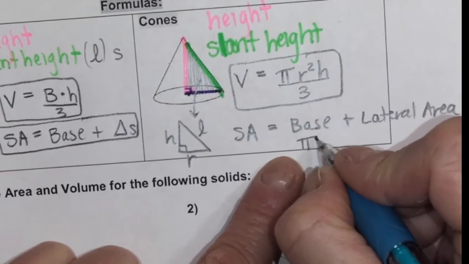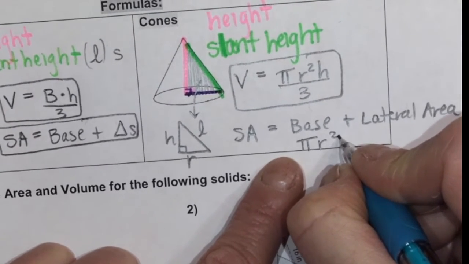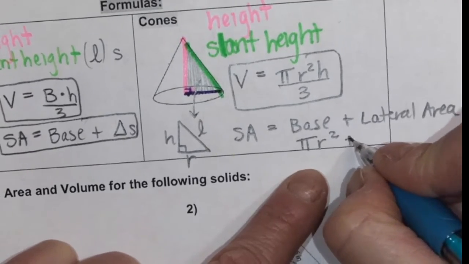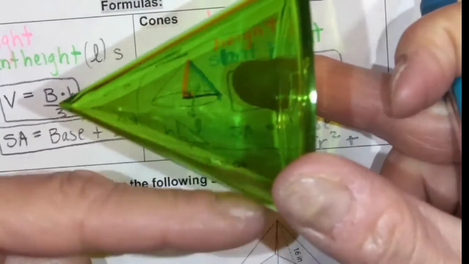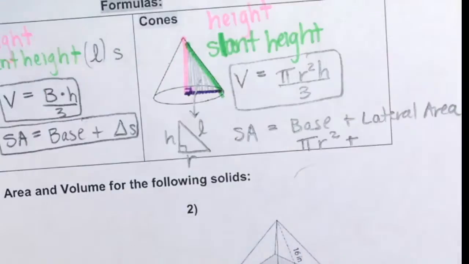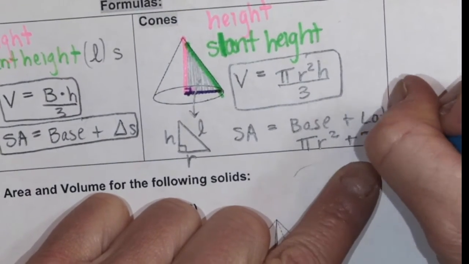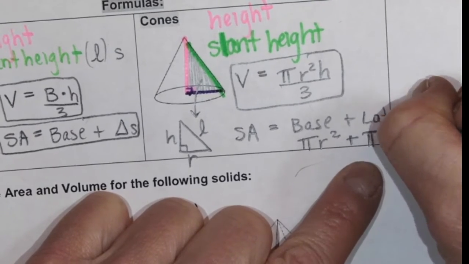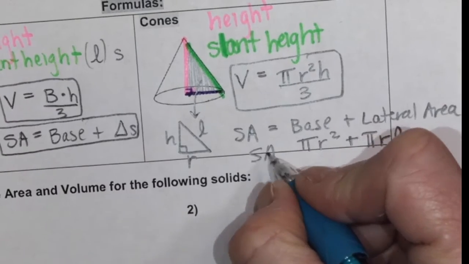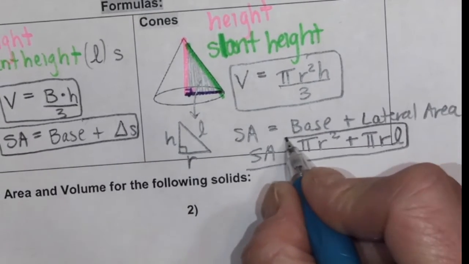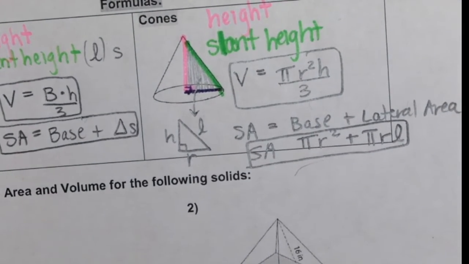So the bottom is pi r squared. And the lateral area, so basically everything except the circle, so kind of like this portion right here, can be found by taking pi times the radius times the slant height. Not the height, slant height. Okay, so that's the surface area formula. Like I said, those will be given to you.